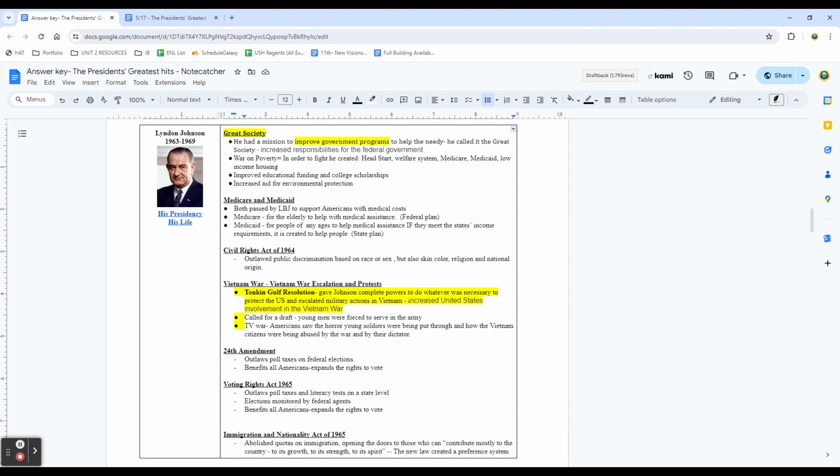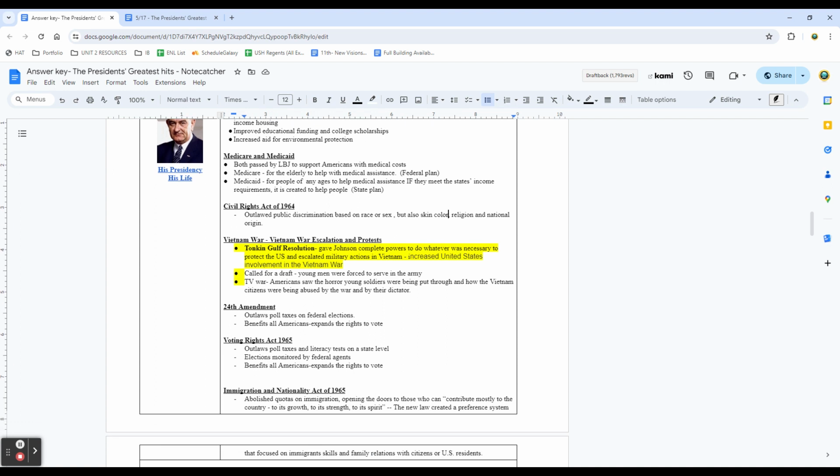The 24th Amendment was an outlawing of poll taxes at federal elections. The Voting Rights Act of 1965, in addition to outlawing state and local poll taxes, also outlaws the literacy tests nationwide, sets up federal monitors for state elections, and expands the right to vote in America.